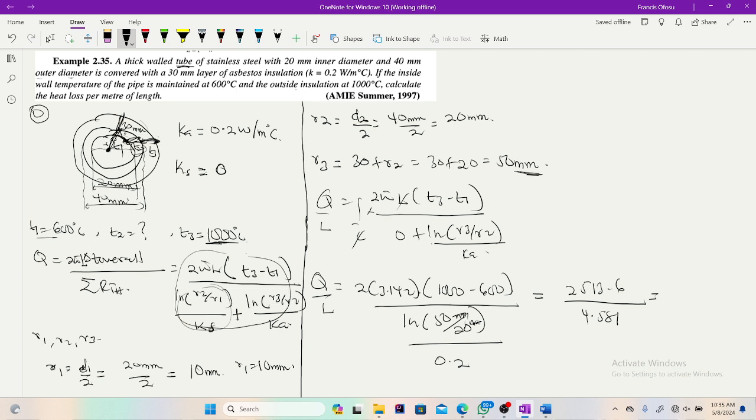And that would be 2513.6 divided by 4.581. We are getting 548.65 watts per meter. So now the heat loss per length is 548.65 watts per meter. Yes. So that becomes our final answer.